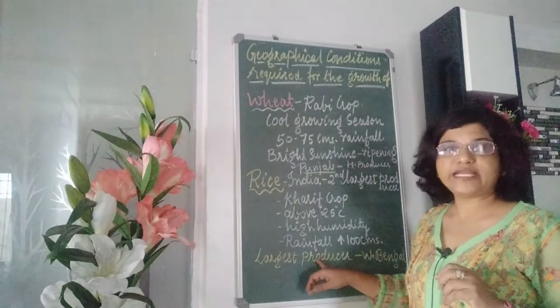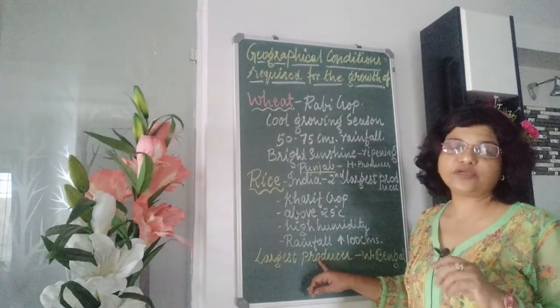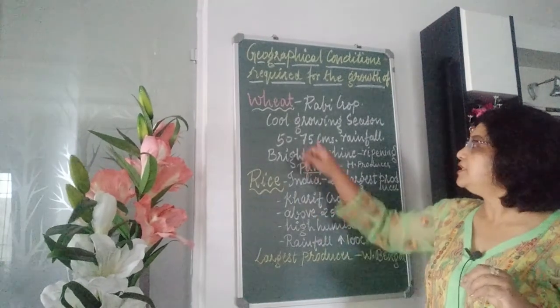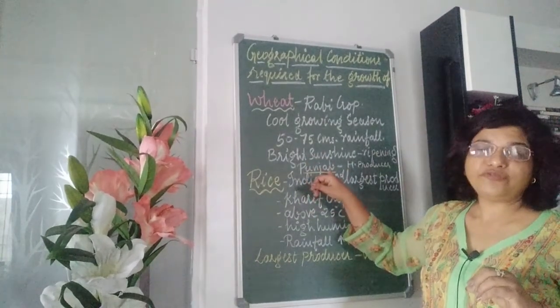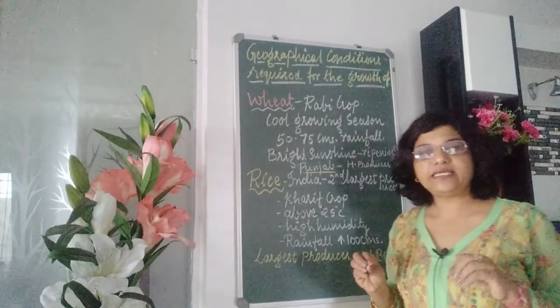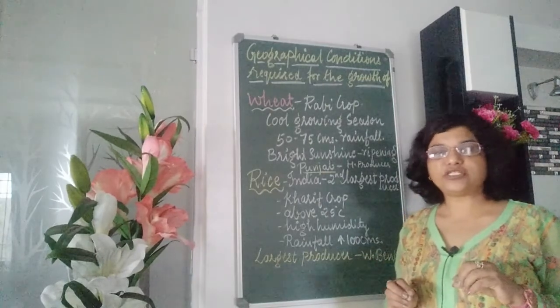The largest producer of rice in India is the state called West Bengal. This is important for marking in your map. Similarly, the largest producer of wheat in India is Punjab. So, this is how they ask in the exam, in the map questions.